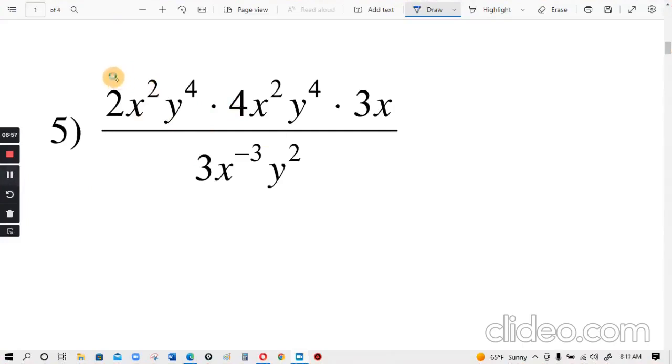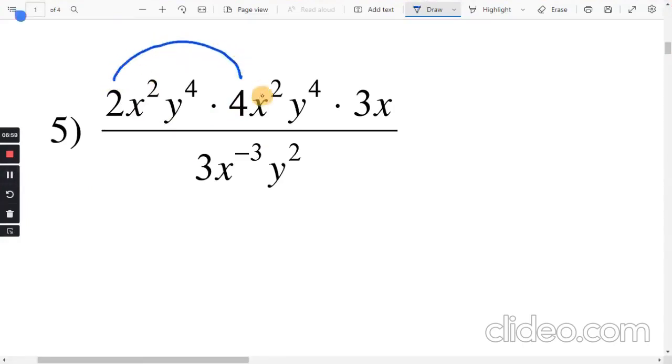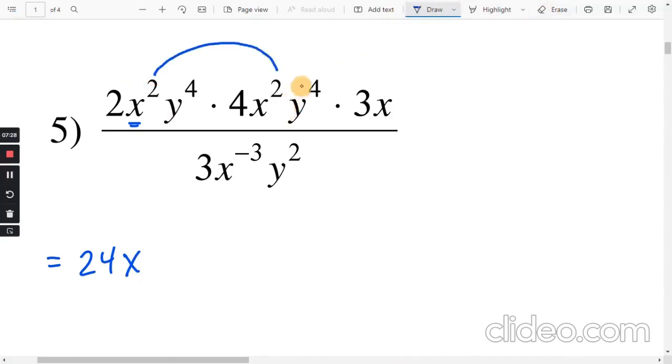For the constant terms, we have 2 times 4, which is 8. And 8 times 3 is going to be 24. Okay, now for the exponents, let's look at the x's first. We'll keep the x, and we're adding exponents. So x squared, 2 plus 2 is 4. And the 1 on the end is the same as x to the first power. 2 plus 2 is 4, plus 1 is 5. So that's going to be x to the 5th.